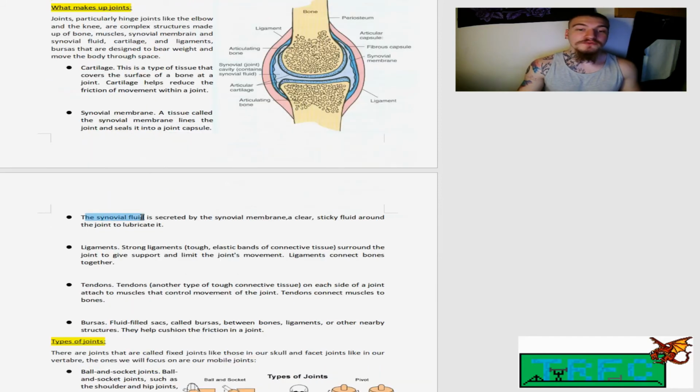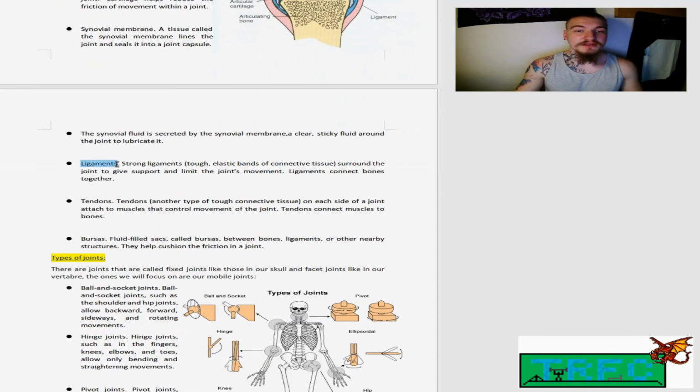Now we've got synovial fluid, which I'm fairly certain you would have heard before, maybe in school or something. And basically this is secreted by the synovial membrane. It's a clear sticky fluid around the joint, and this works like a lubricant, like when you put oil in your car or you've got a squeaky door handle, you chuck a bit of oil in there, works amazing.